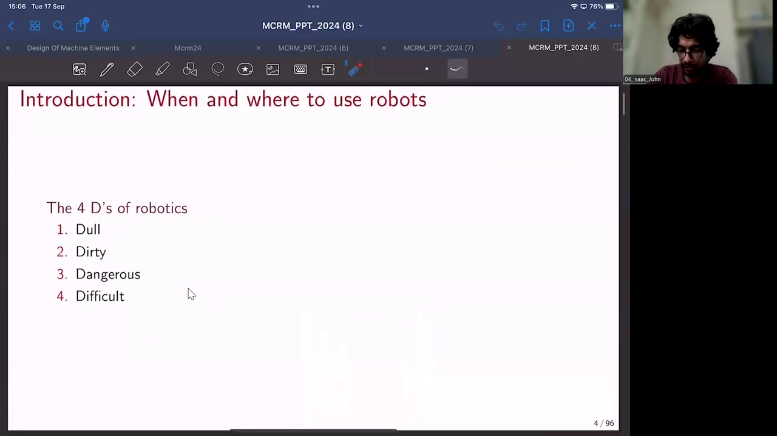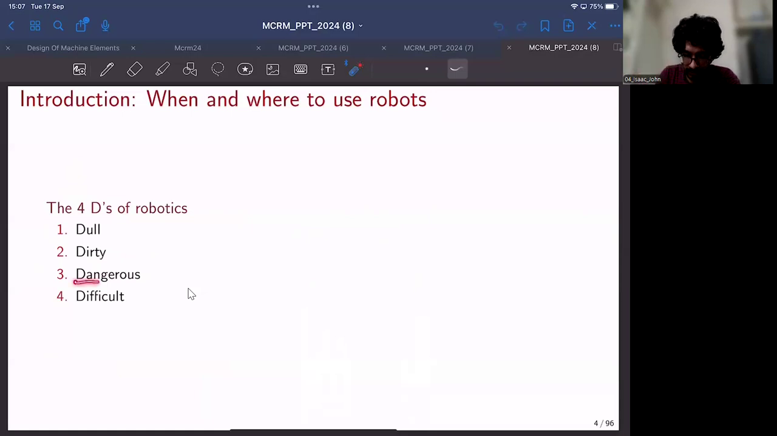We have also seen when and where to use robots. Typically, mostly from an industrial point of view, we employ robots on tasks which can be classified as dull, dirty, dangerous, or difficult for a human being to perform. Dull, in the sense that it's not very inspiring for a human being, probably repetitive jobs, and dirty jobs, probably things like manhole cleaning. These days, more and more such jobs are being replaced by robots instead of deploying a human being for those tasks.